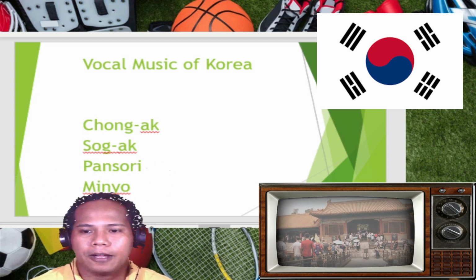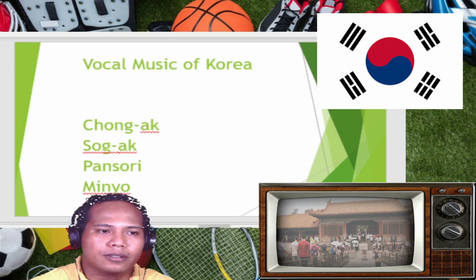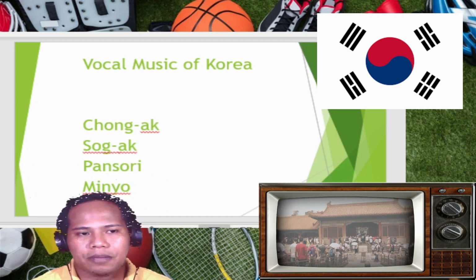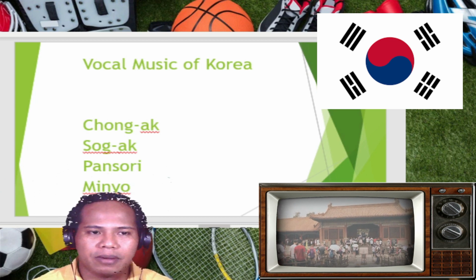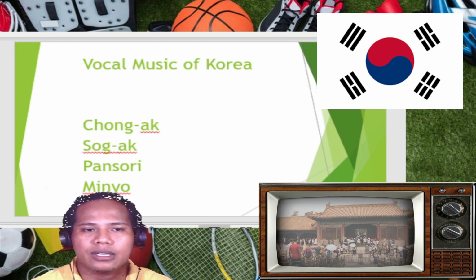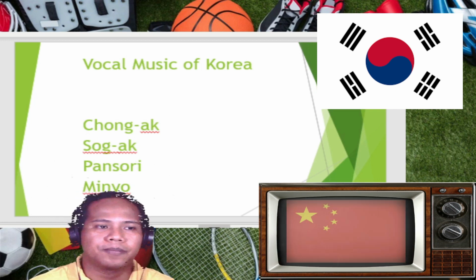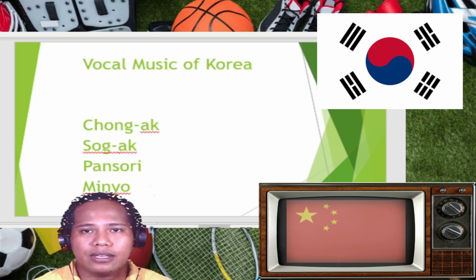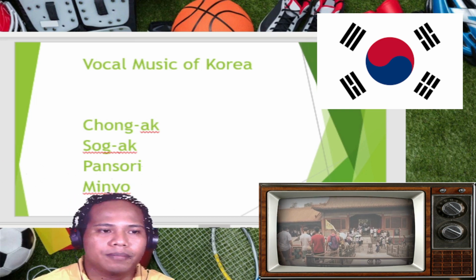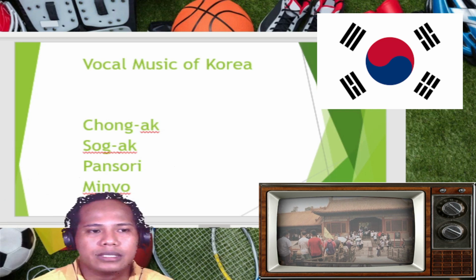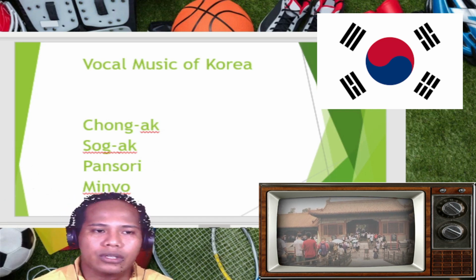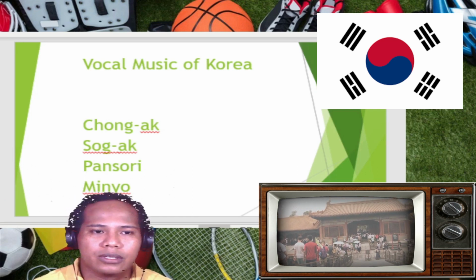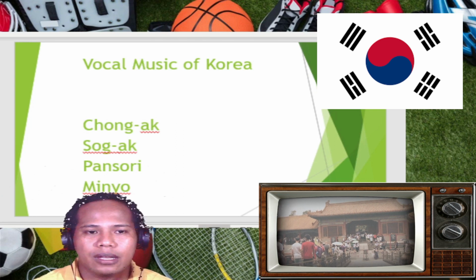We also have here the pansori. Pansori is a kind of music presented to audiences by skilled vocal singers and drummers. But even the unskilled could sing these songs. Minyo means literally the song of the folklore. It is a Korean and Japanese folk song.